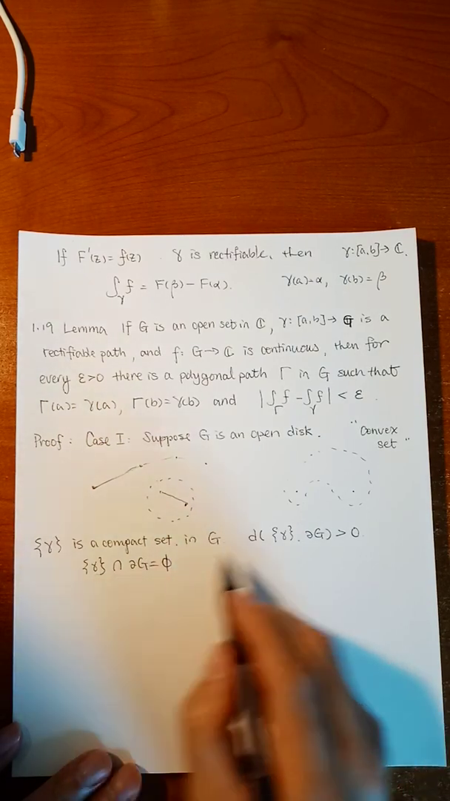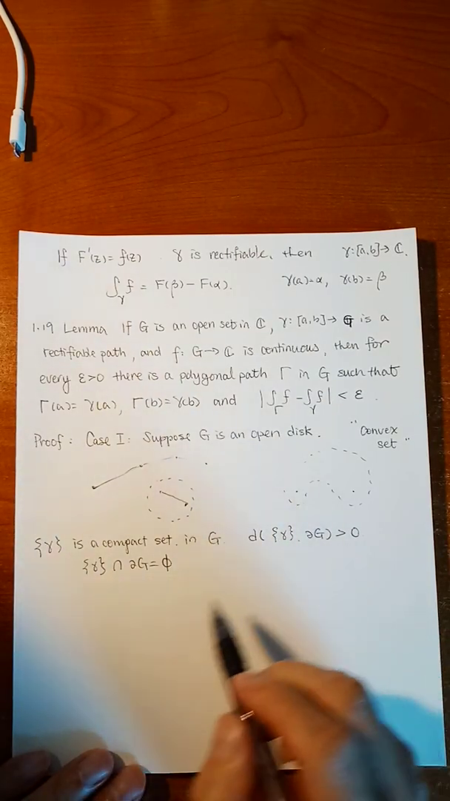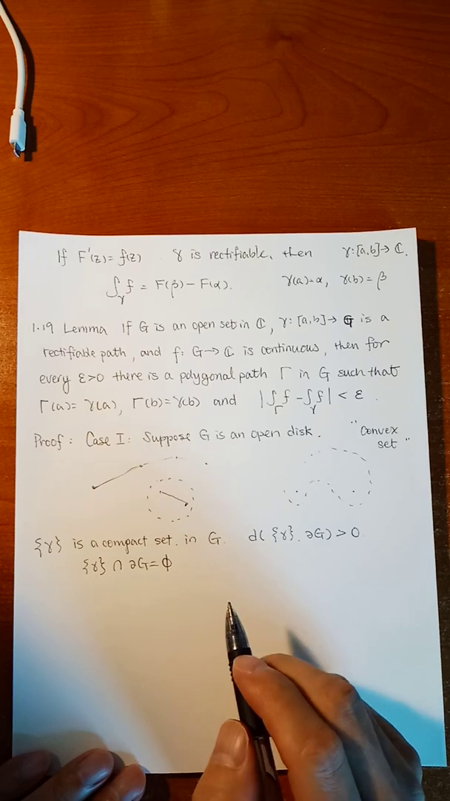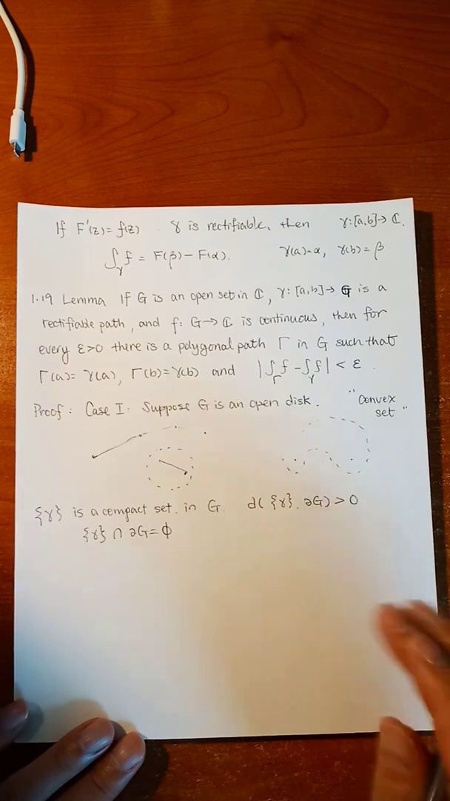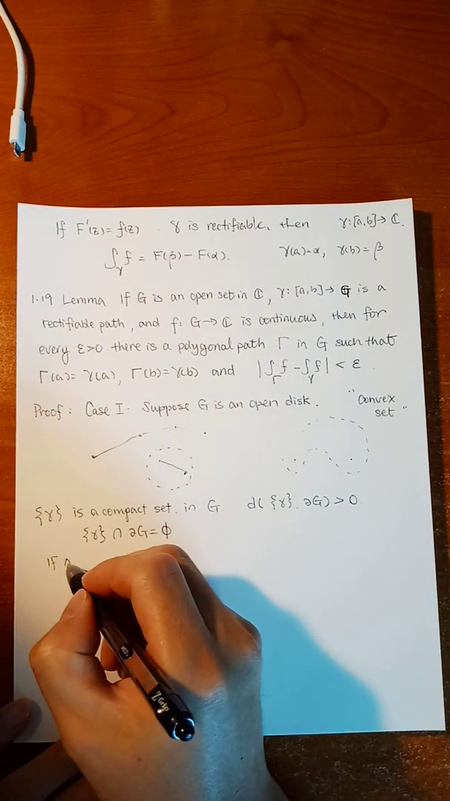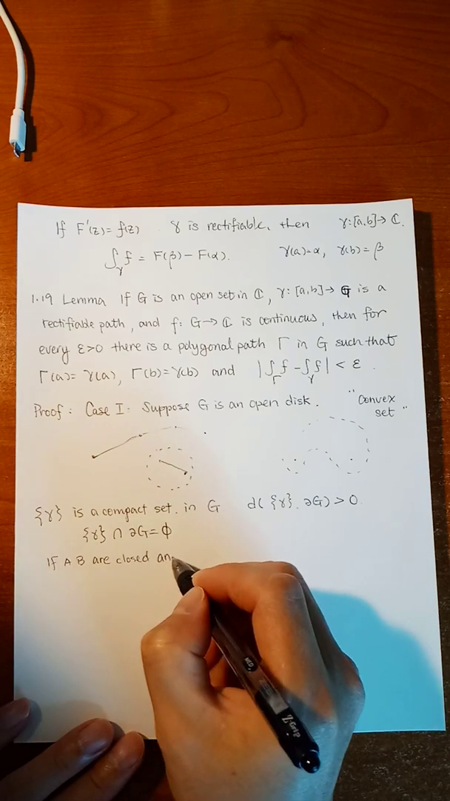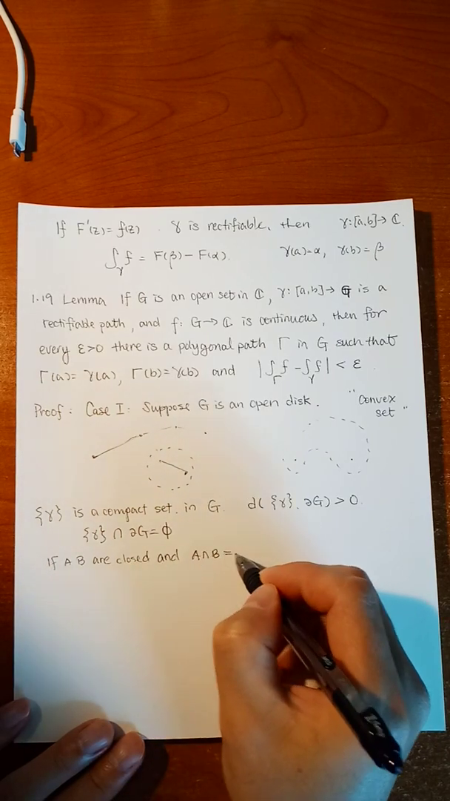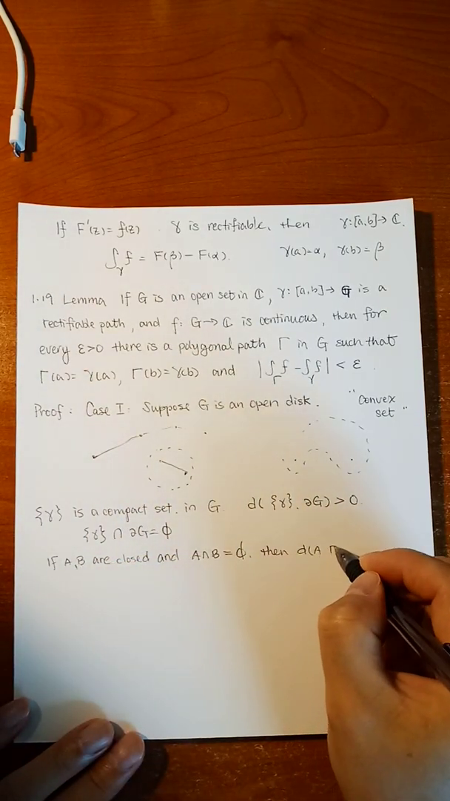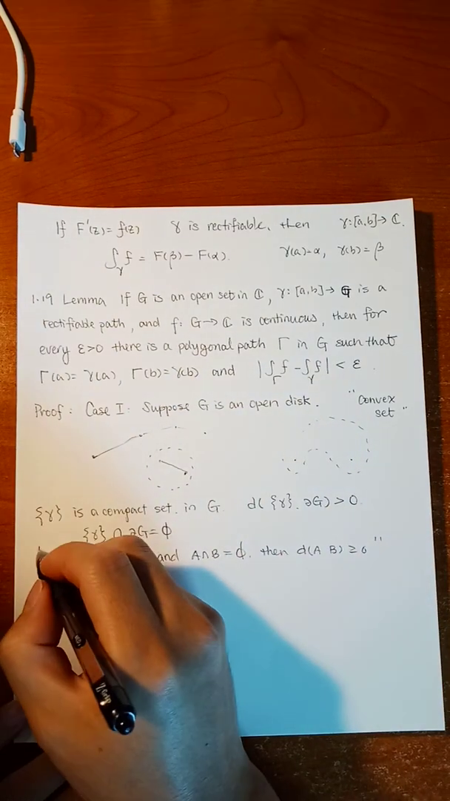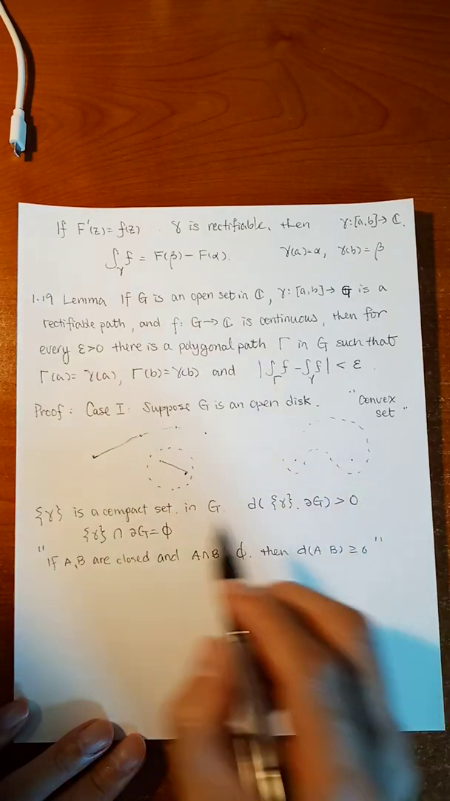And because it's compact, then the distance will be strictly greater than 0. Remember that if you just have two closed sets, let's mention some small topology. If A, B are closed and A intersect B is empty, then the distance between A and B is only greater than or equal to 0. It could be 0. How do we know that?